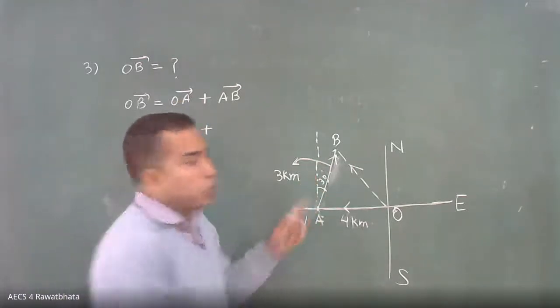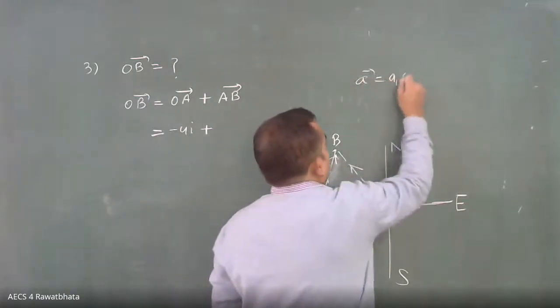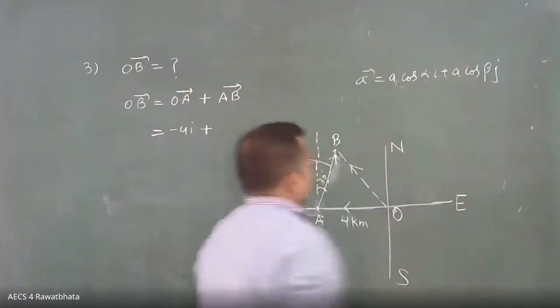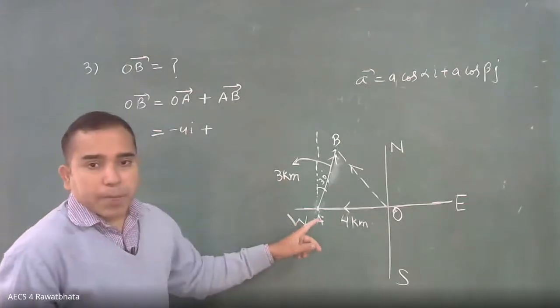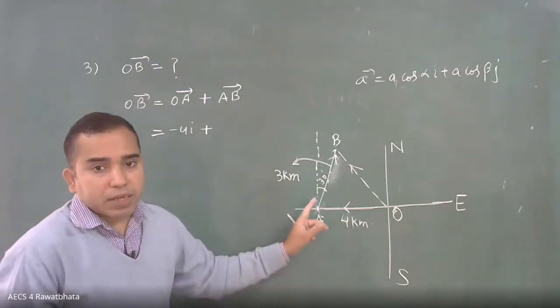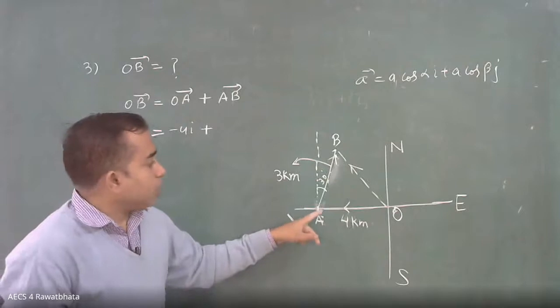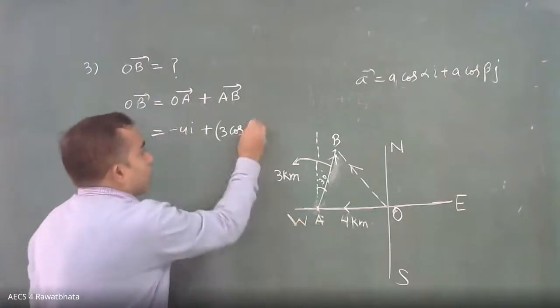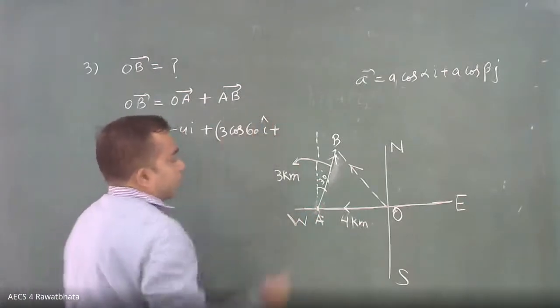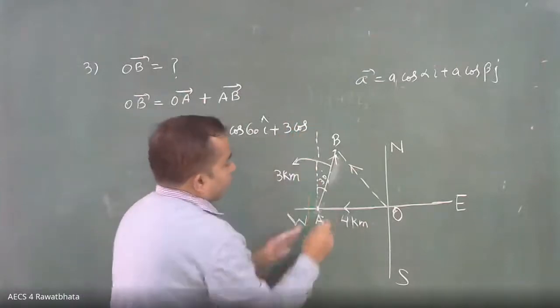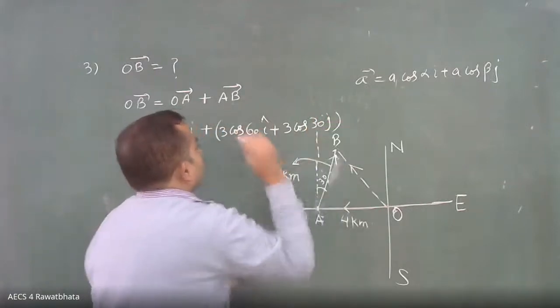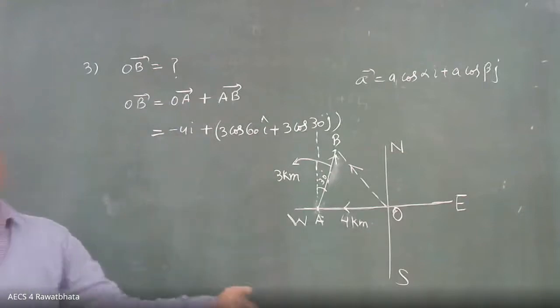The same formula that we used in the previous question: vector A is equal to A cos alpha i cap plus A cos beta j cap. So this formula is used here. So AB vector will be 3 cos 60 i cap plus 3 cos 30 j cap. That is my AB vector. Let us solve it completely, and I will get my answer.